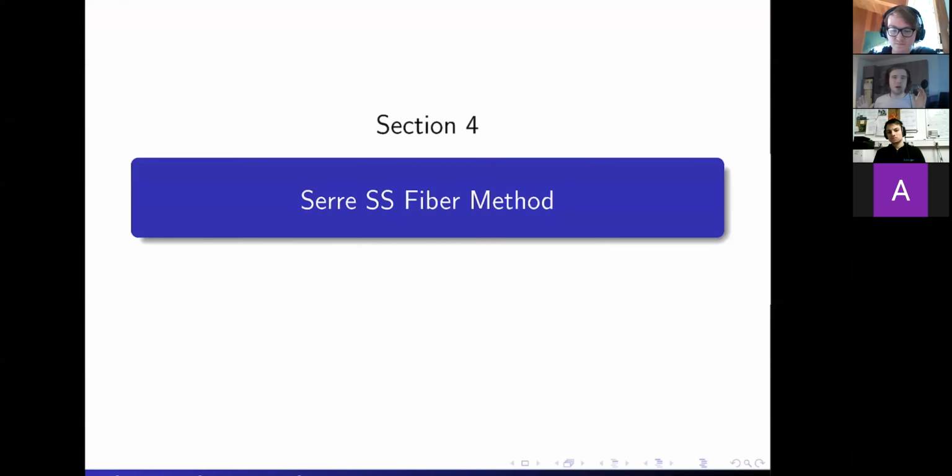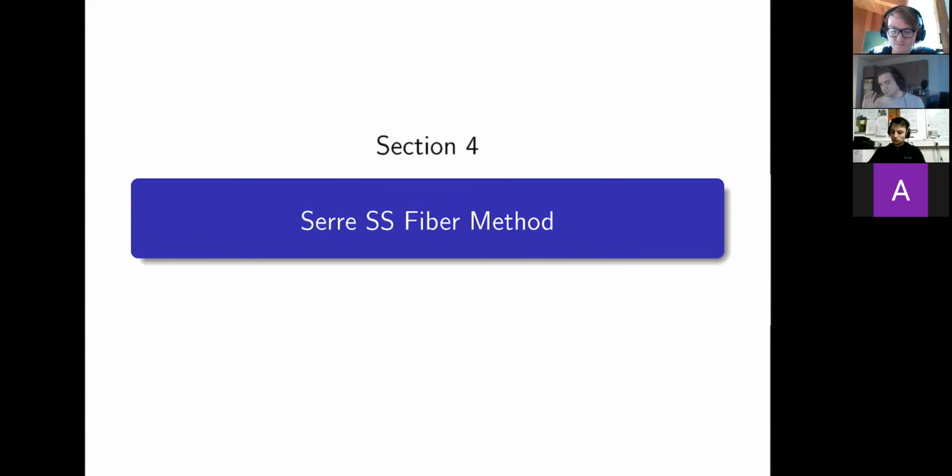Which brings us to our actual computation for today. This is a method developed by Serre that combines the first half of the talk with the second half of the talk. And what ends up happening is you try to compute the cohomology of a total space by combining the cohomology of the fiber and the cohomology of the base space, which is where this intuition about fiber bundles is coming in.